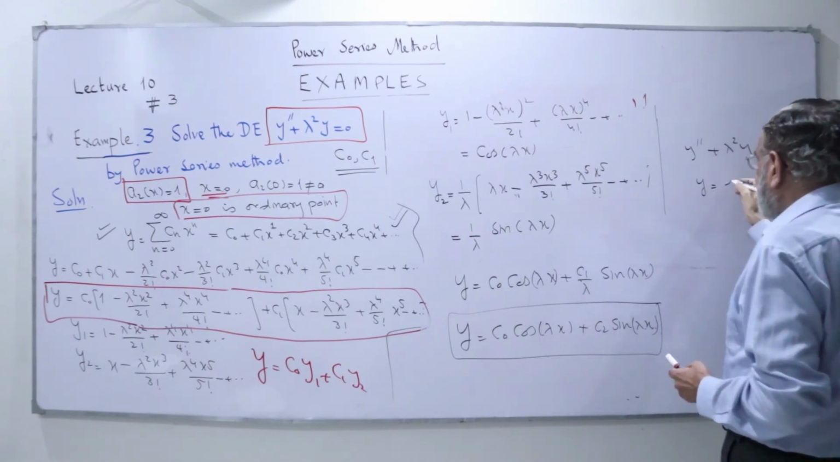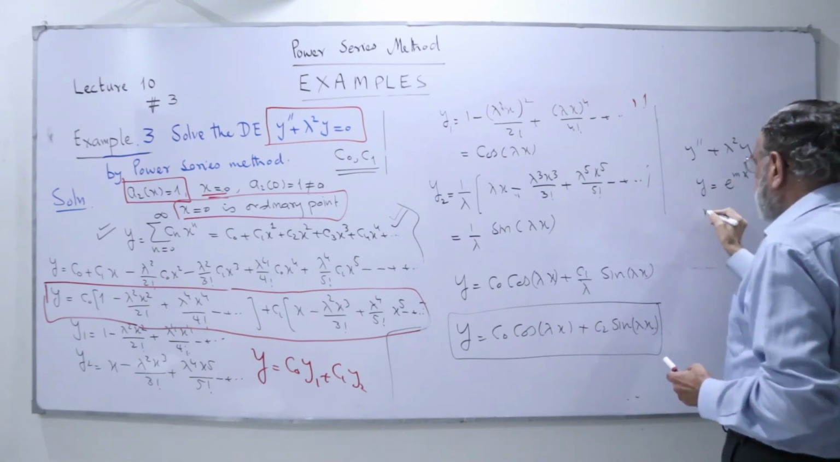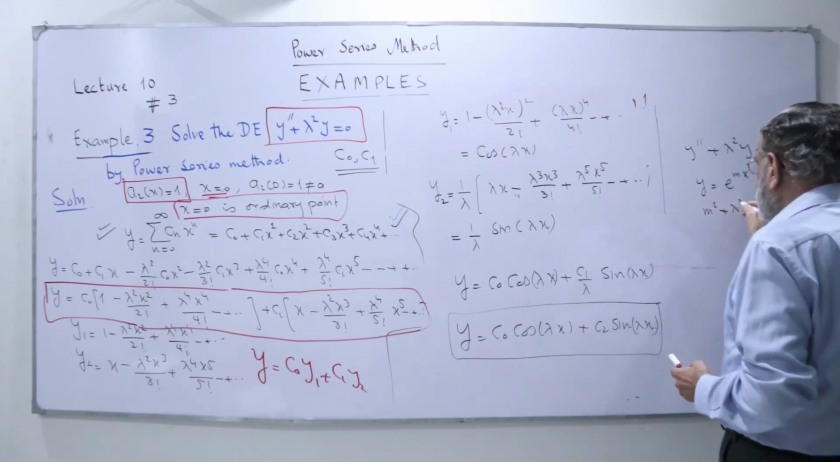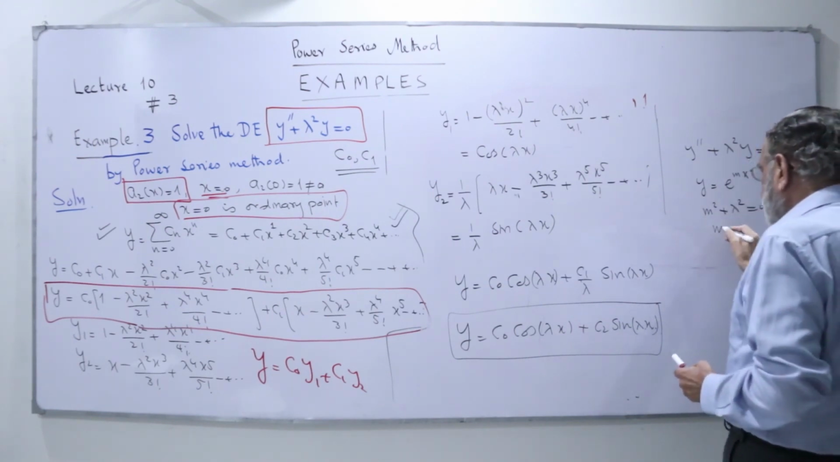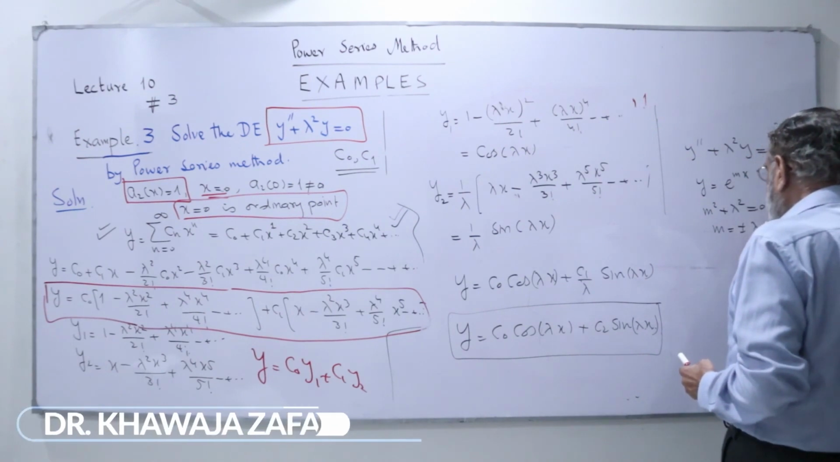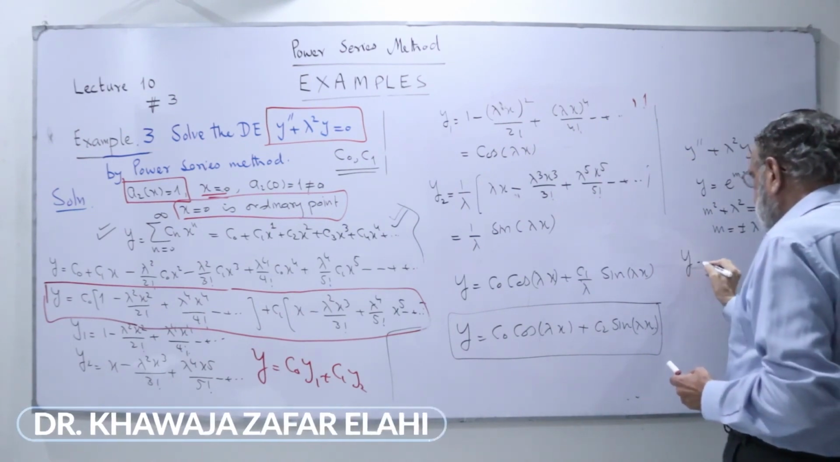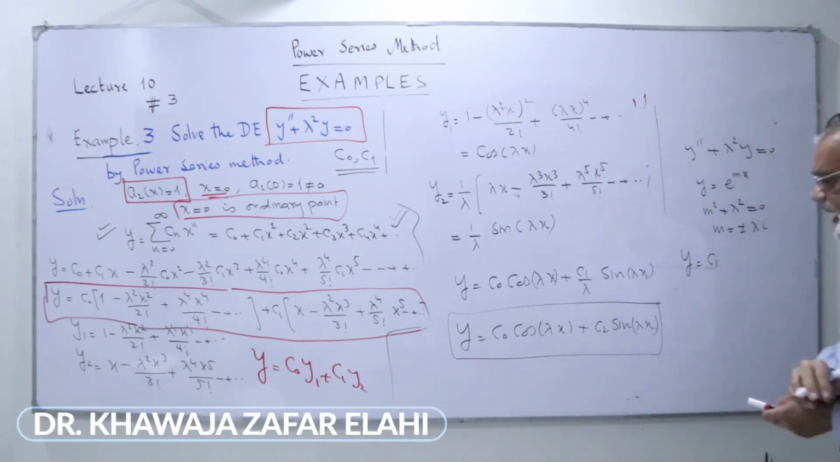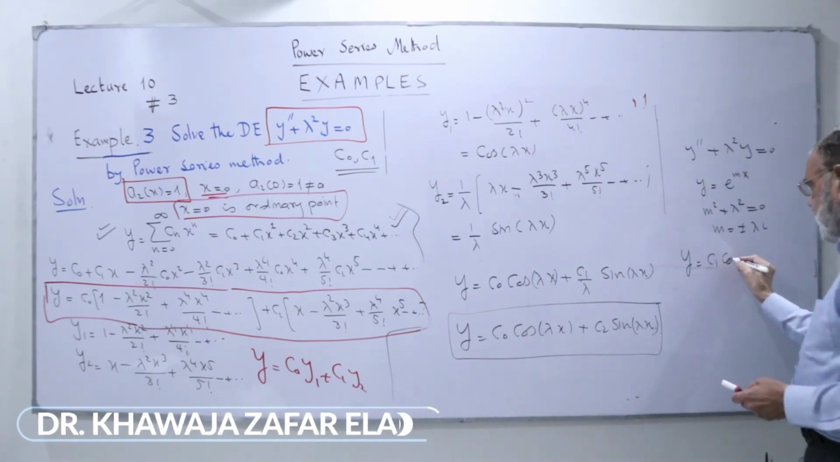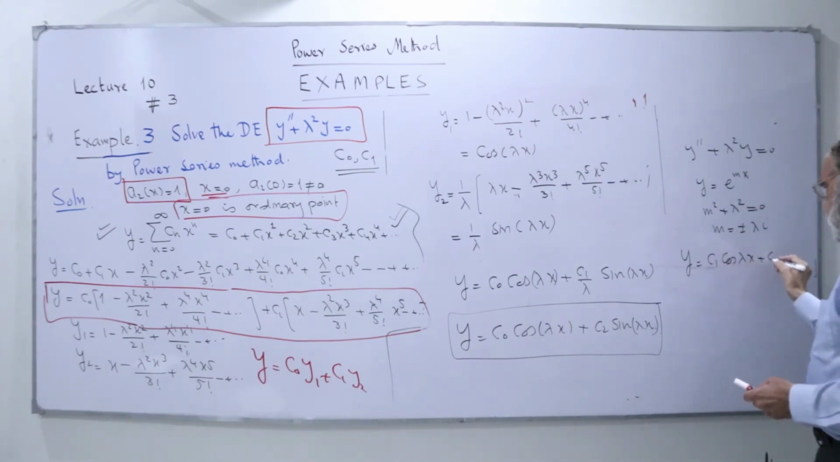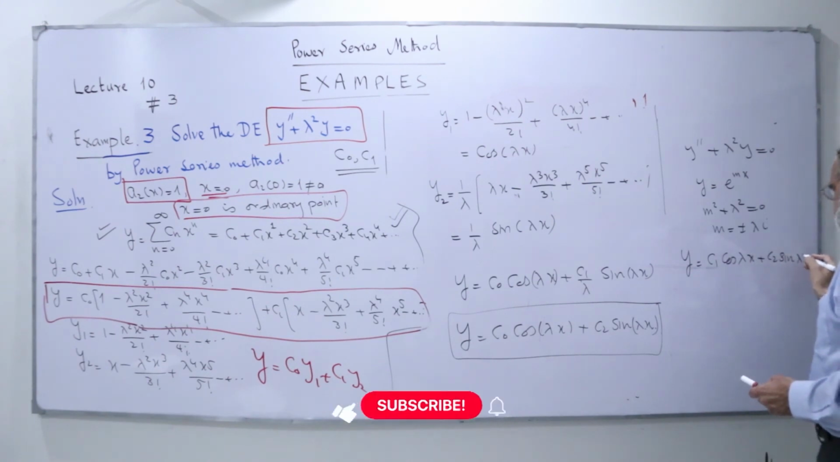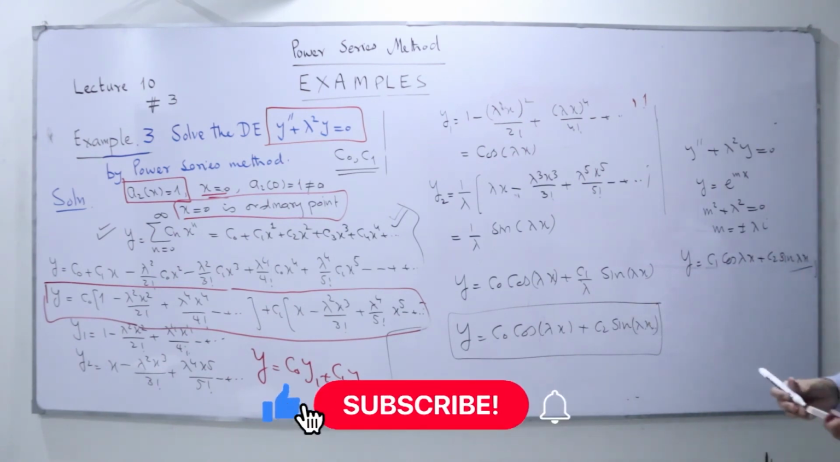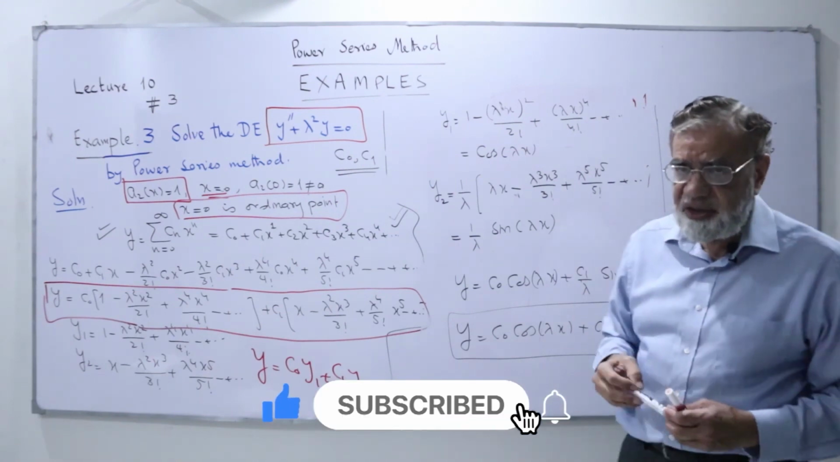We can use y equal to e to the power mx. I get the characteristic equation m square plus lambda square equal to 0, so m is equal to plus or minus lambda i. My solution will be y equal to, with alpha 0 and beta lambda, C1 cosine lambda x plus C2 sine lambda x. That's the simple solution for that one. But we have found the solution with the series also.